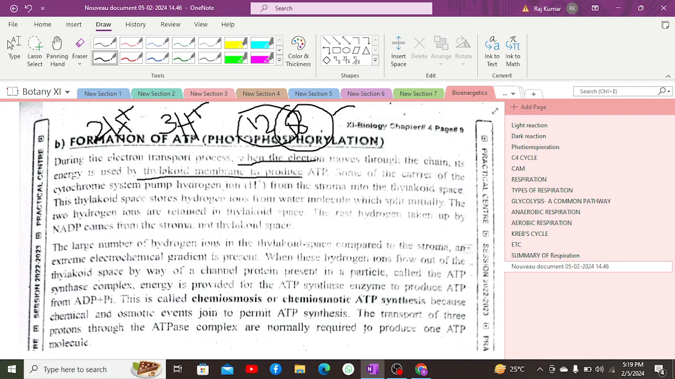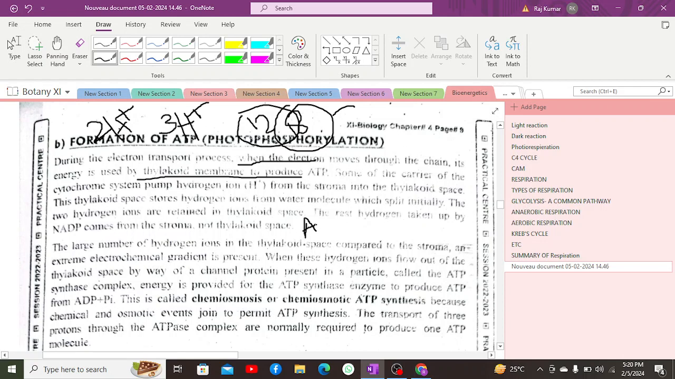This gradient causes the protons to be pumped from higher potential to lower potential, from the positive region to the negative region. The positive region is the thylakoid space, and the negative region is the stroma, due to which the protons will be pumped along the electrochemical gradient through a special complex which is known as the ATPase complex.